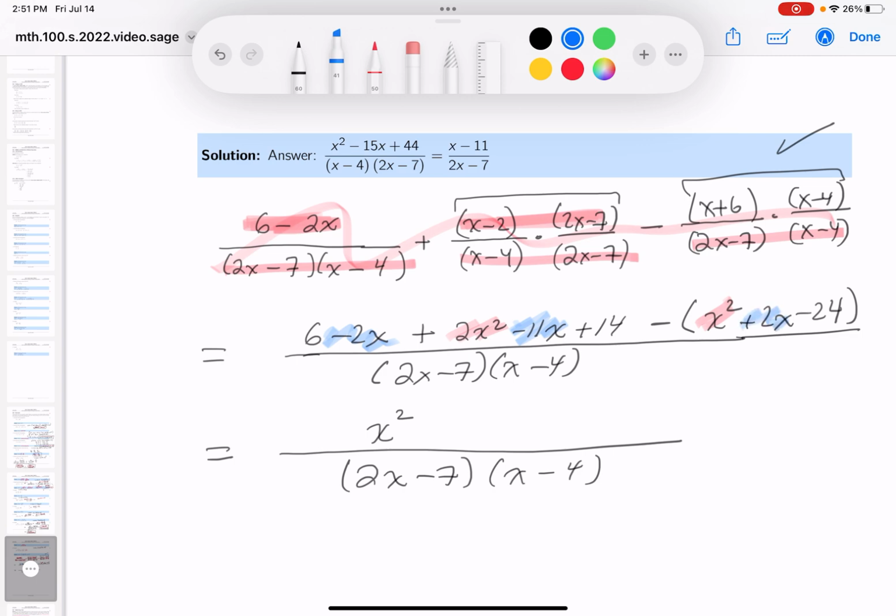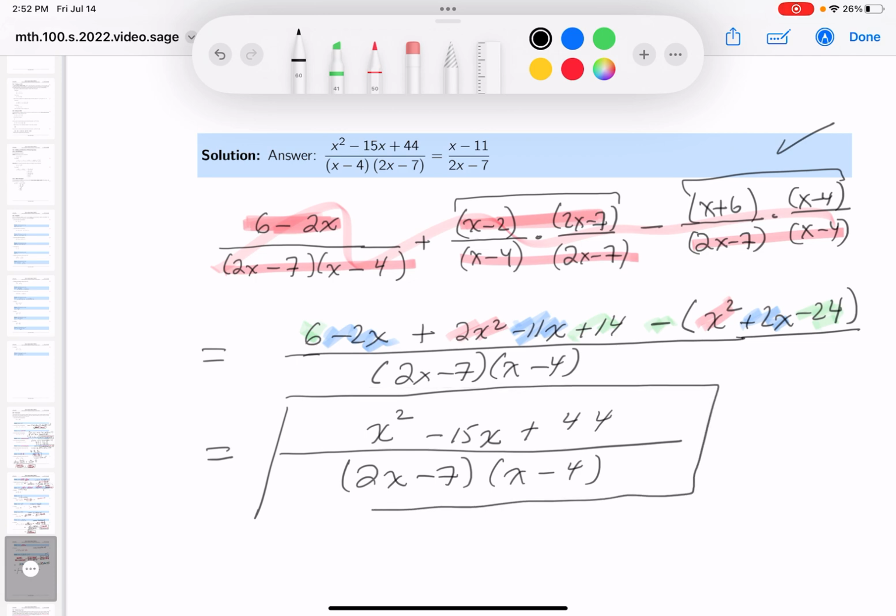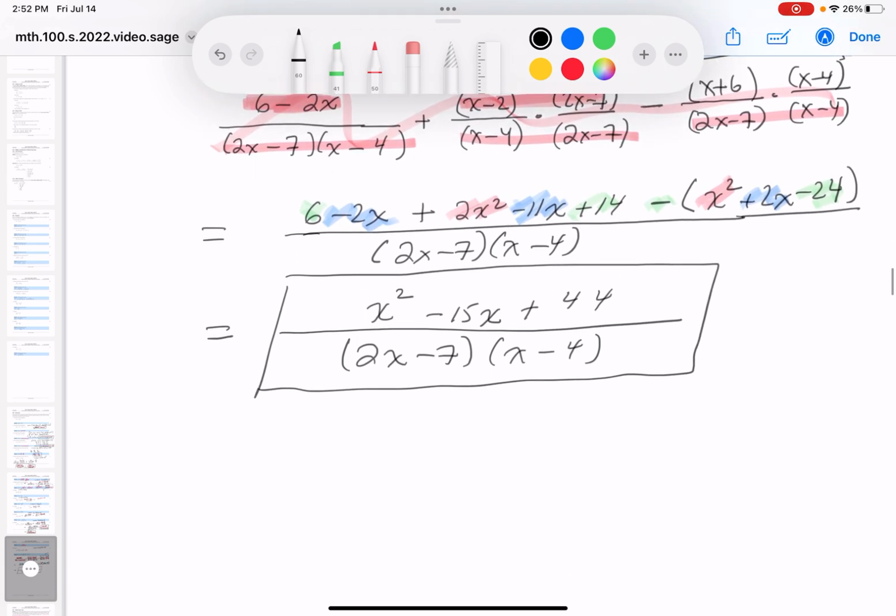I'm just outlining these things over here. Let's talk about what I'm seeing. Minus 2 minus 11 is minus 13, and then minus 2 is minus 15x. Not so bad. Look at the constants. Those constants really aren't so bad. It's 6, 14, and then minus a minus 24, which is plus 24. So it's 20, and then 24, so it's going to be 44. I'd be extremely happy to see a student do that and put a box on it.